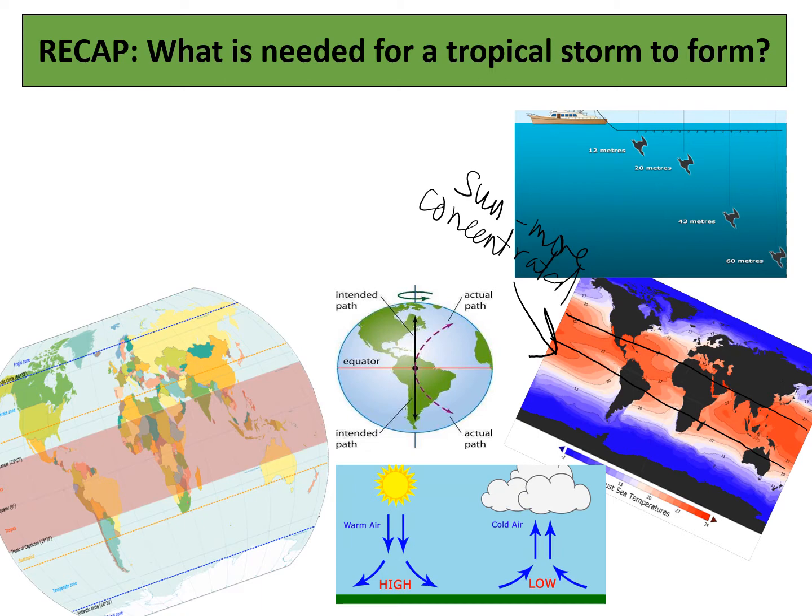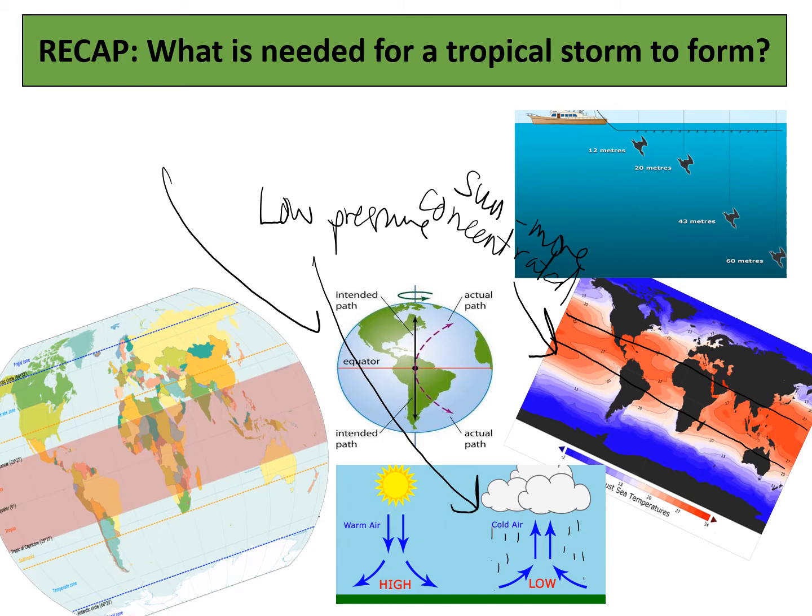We also needed it to be a low pressurized area, which we can see here. So a low pressurized area is when the air is able to rise, cool and condense and make clouds, and then it rains again, as we can see. So this is low pressure.